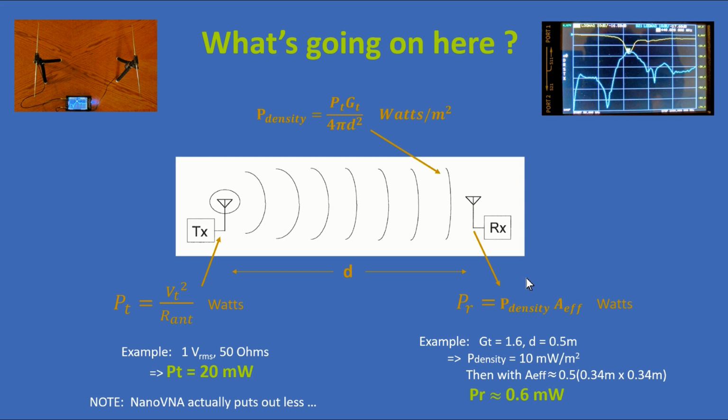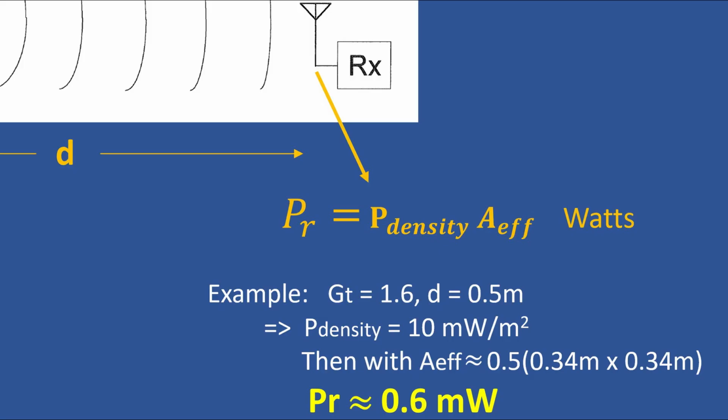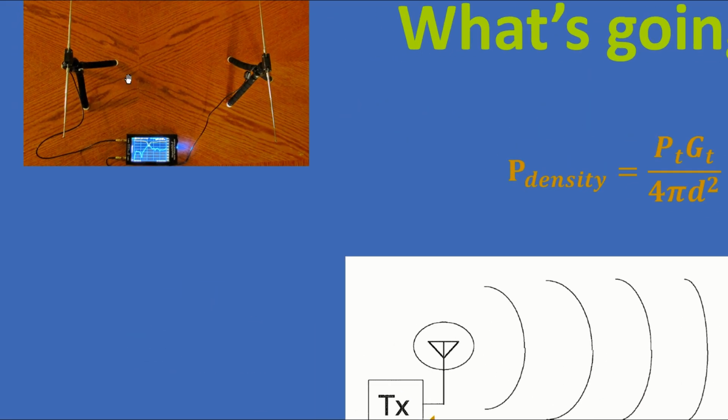How do we get back to what we want, which is the watts coming into the receiver? Well, we have watts per square meter, so we need to multiply by an area, and that's shown in the lower right here as area effective. It is essentially the effective size of the receiving antenna.